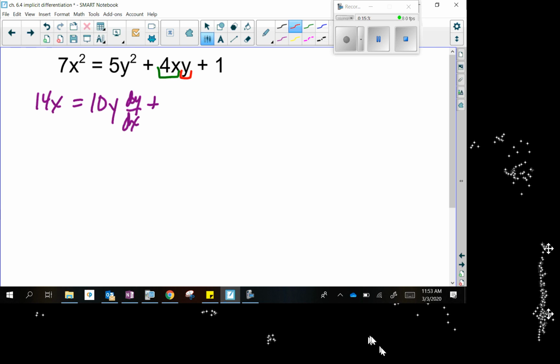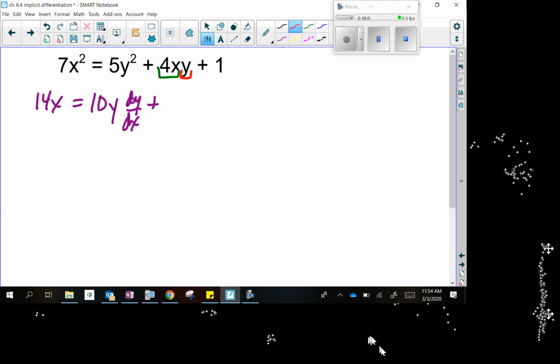Okay, so what is the product rule? Derivative of the first times just the second, normal, right? And then plus derivative of the second times just the normal first function, right? So this is the only place in the product rule where you will ever write a y without a dy dx, okay?